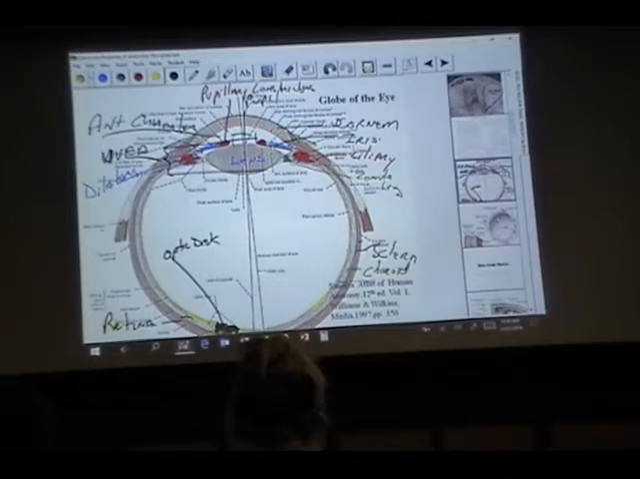there are no sensory cells. So it's actually sometimes referred to as a blind spot. Anything that would hit that area from the standpoint of visual acuity would not create an image.